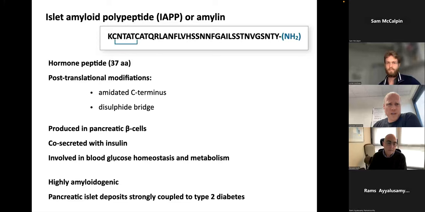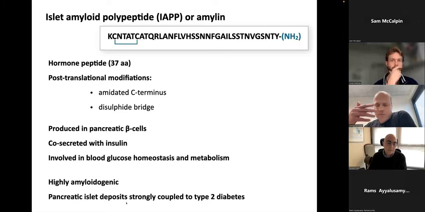It's involved in maintaining your blood sugar. And the peptide is highly amyloidogenic, so it forms amyloid fibers very quickly, and it's related to diabetes. So in type 2 diabetes, you very typically find the deposits in the pancreatic cells, and it affects the insulin secretion.